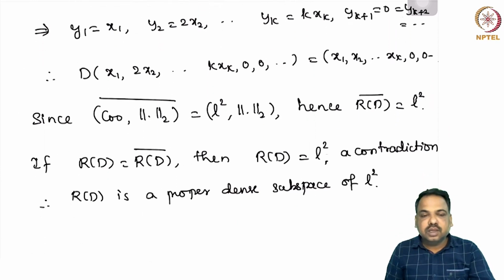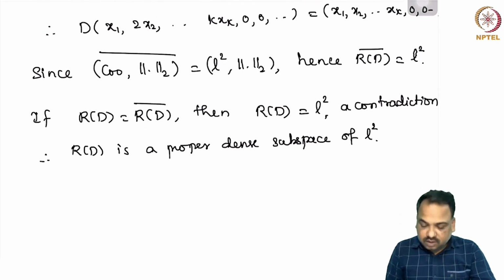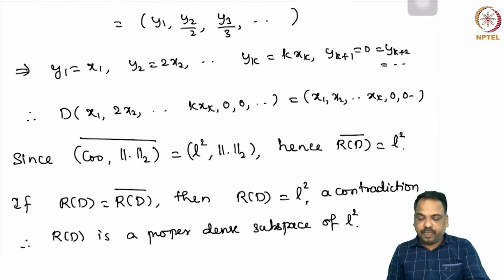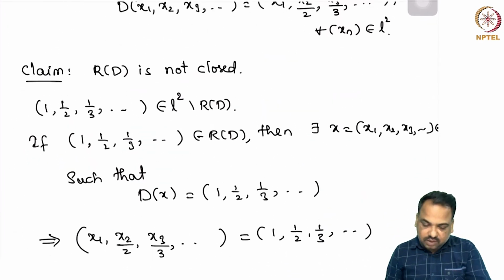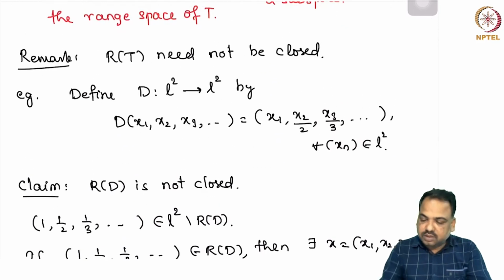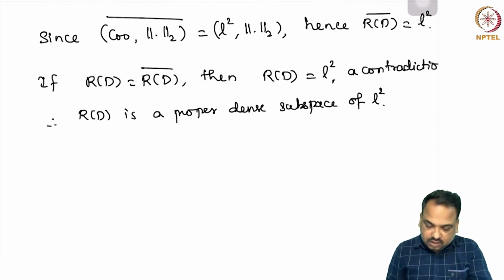But as we have noted earlier, the null space is always a closed subspace when the operator is bounded. In fact, in this case, the norm of the operator we can show to be equal to 1. So check that.